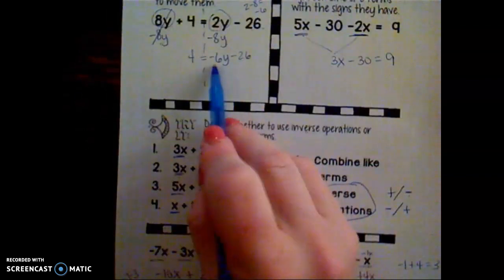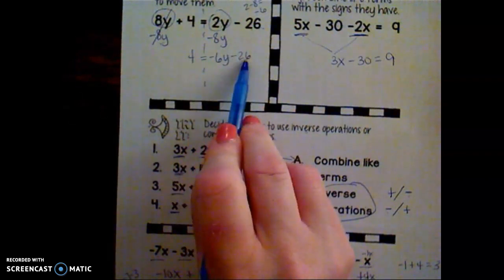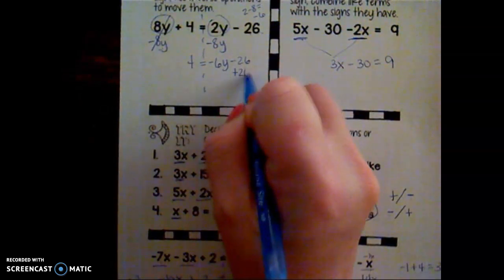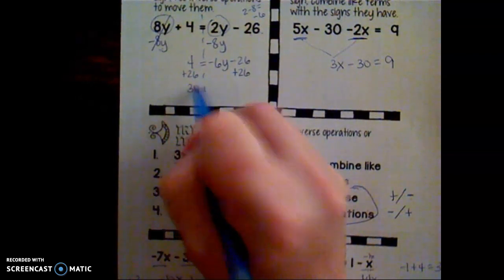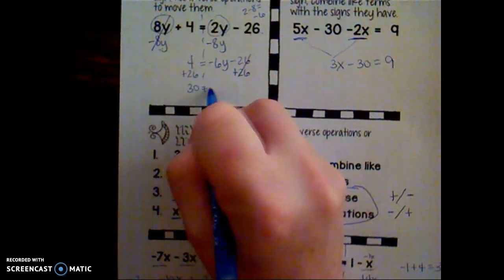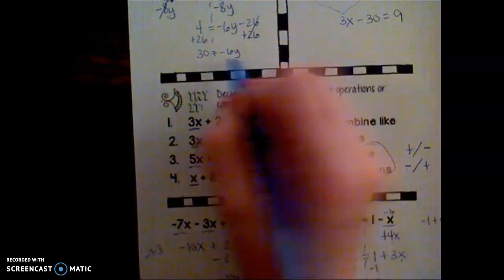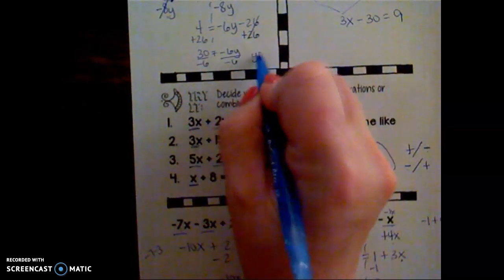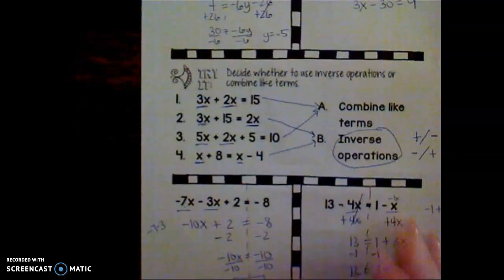So now this is just a two-step equation. To get y by itself, I have to get rid of the negative 6 and the minus 26, but we know we undo subtraction first. So I'm going to add 26 to both sides. So that equals 30 over here. These cancel, leaving me with, don't forget that negative sign, negative 6y. So now I can undo that multiplication by dividing by negative 6 on both sides. So I get y equals 30 divided by negative 6 is negative 5.